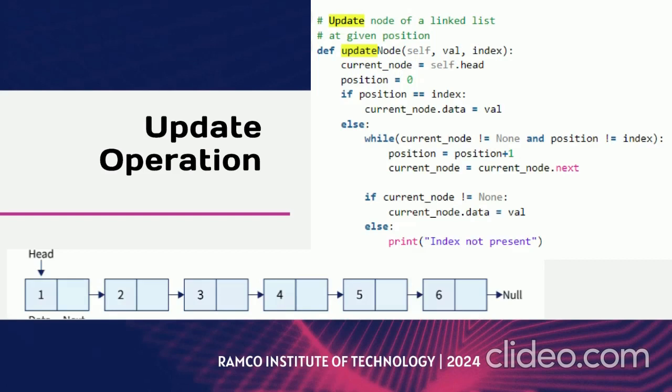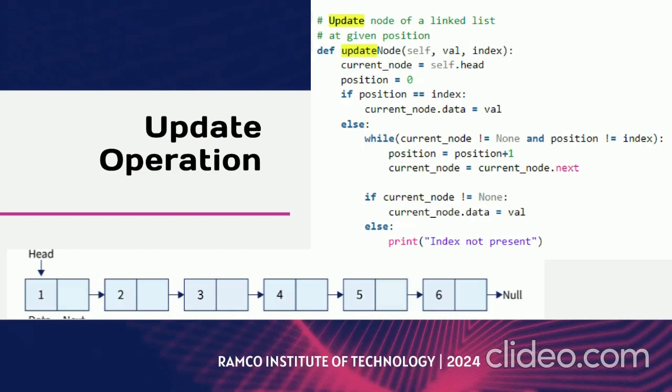Here current node equals self.head, we are making the head the current node, then we are maintaining a temporary variable position equal to 0. If the position and index are matched, we can directly change the value of the first node, because if the index is 0, the user is asking to change the element in the first node, so we can use current_node.data equal to val, or else we have to travel up to the node in that position. So here you see the loop.